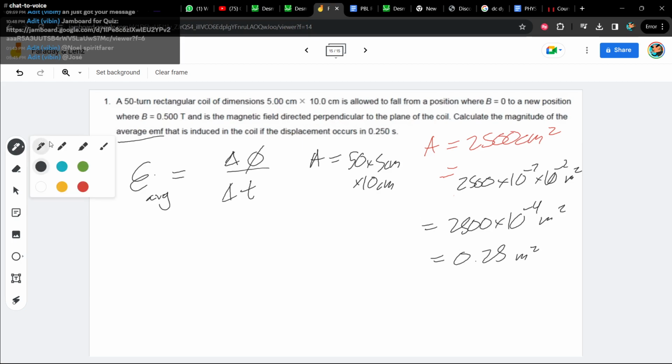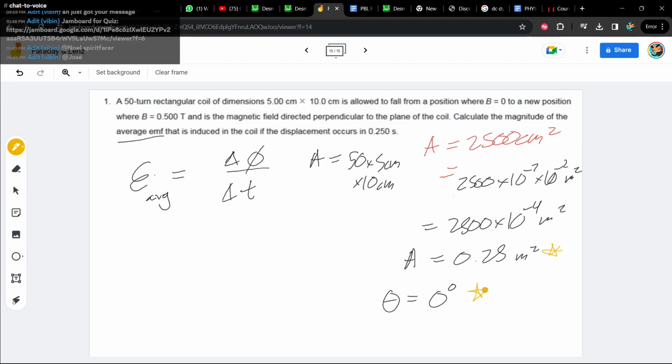The next one: the magnetic field is perpendicular, so we know your theta is equal to what? Your angle, theta. It's perpendicular, so the angle is 0. Yeah, so we know it's 0.